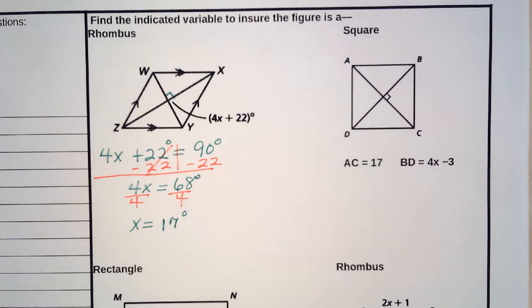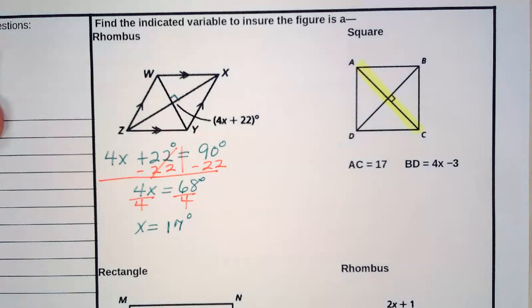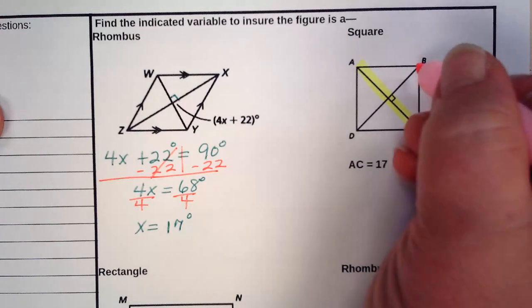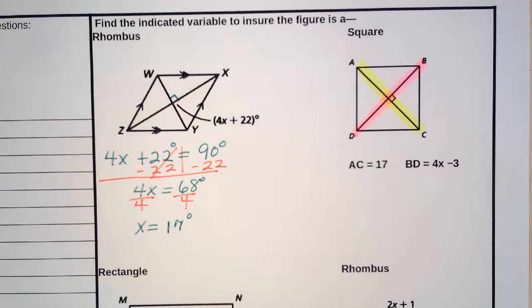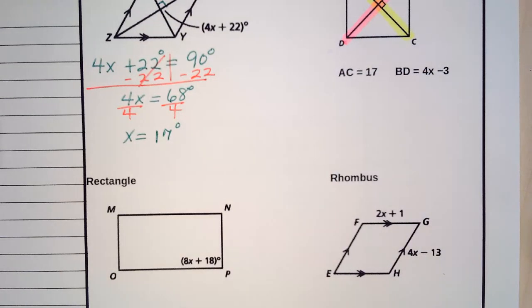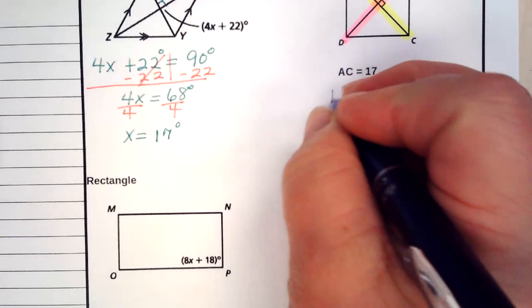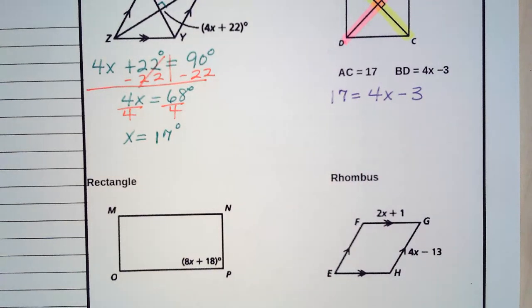Okay, so we've got a square. We're looking at AC. What is AC? AC is one of my diagonals. And we're also looking at BD. What is BD? BD is the other diagonal. What do we know about the diagonals of a square? They are congruent. If they're congruent, that means 17 is equal to 4x minus 3. Now we solve for x.